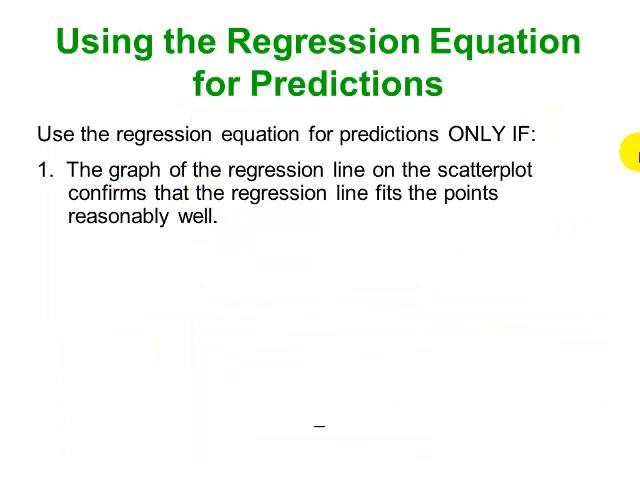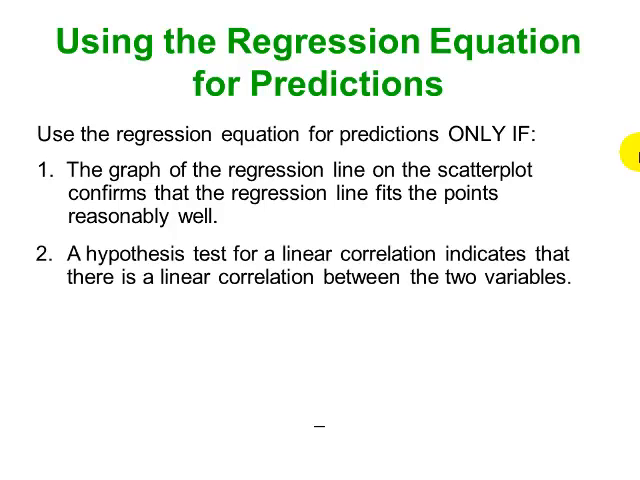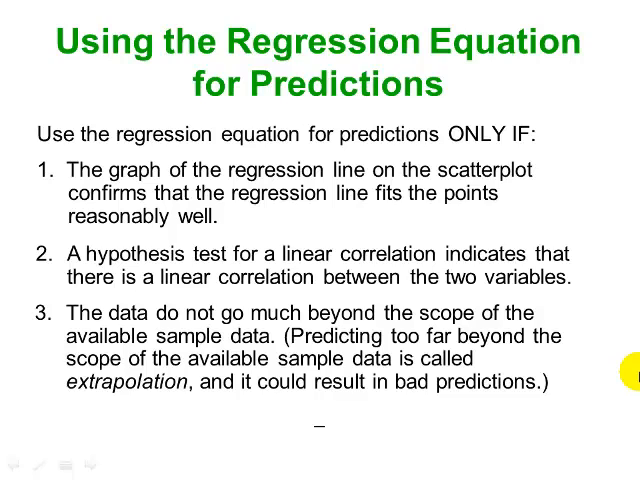Now when we're trying to use our regression equation for predictions, we can only do this if, number 1, the graph of the regression line on the scatter plot confirms that the regression line fits the points reasonably well. So in other words, we need to look at the scatter plot and the regression line. Also, if we conduct a hypothesis test for a linear correlation and it indicates that there is a linear correlation between the two variables, that's why we do the hypothesis test. And the third thing is that the data don't go too much beyond the scope of the available sample data.